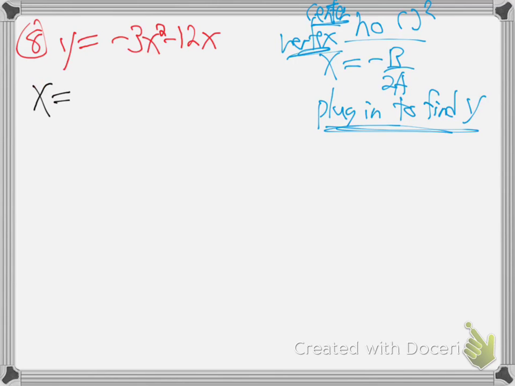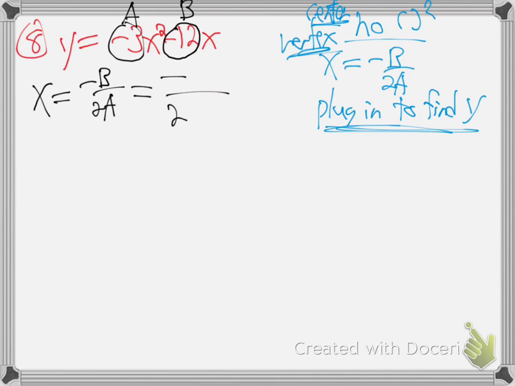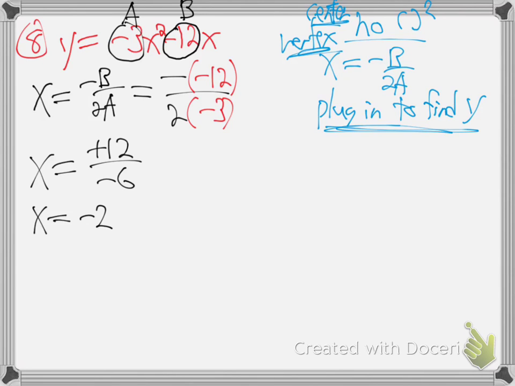So x is negative b over 2a. This is a, negative 3, b, negative 12. So negative b over 2 times a. B is negative 12, a is negative 3. So what are we going to get from all that? 2 negatives on the top make positive 12. On the bottom, negative 6. So x is negative 2. So there's the x value. Now we plug in to find y.